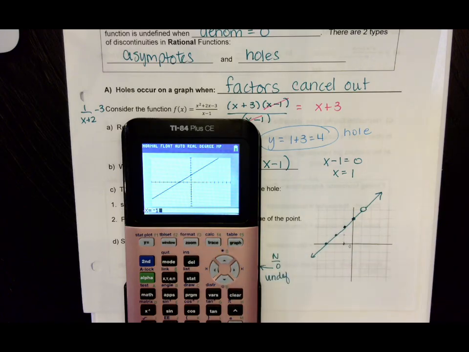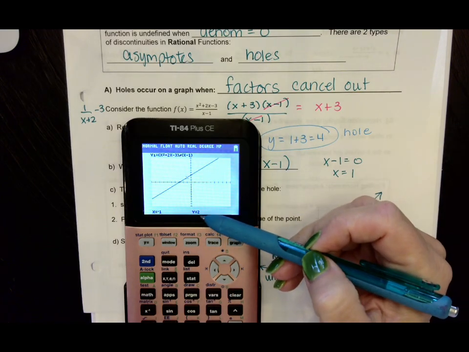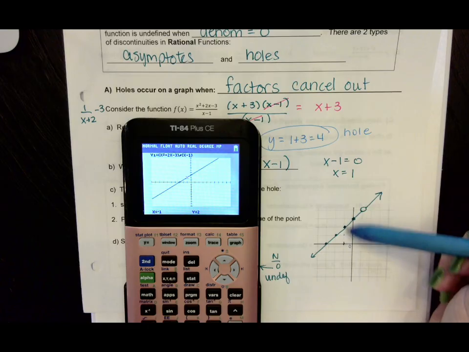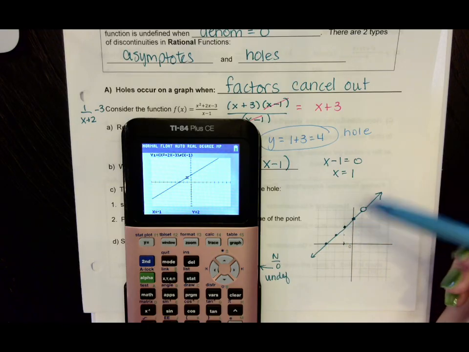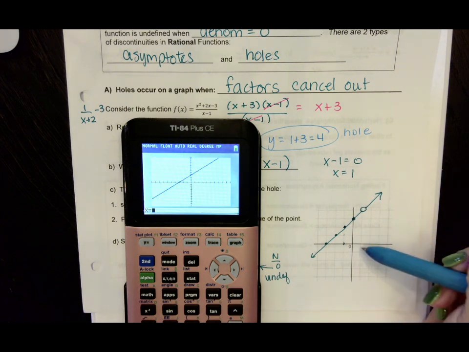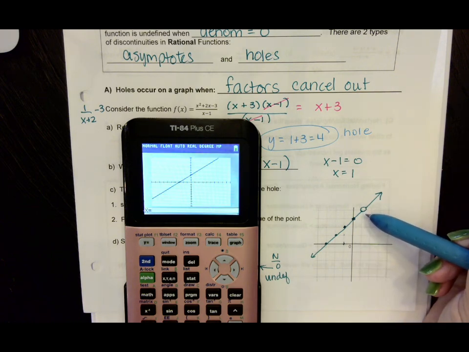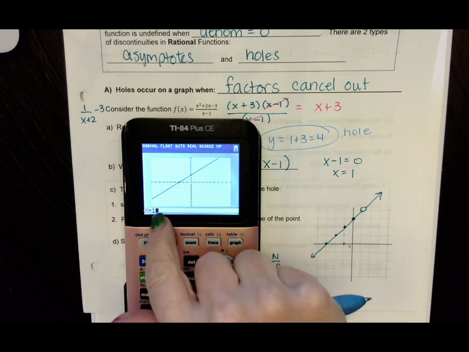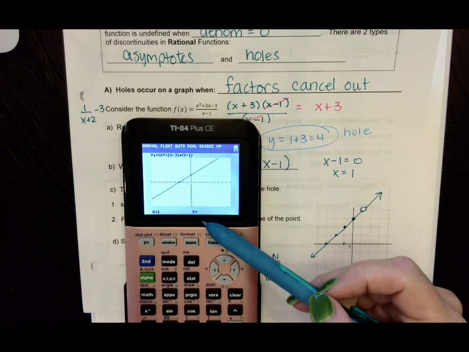So when x equals negative 1, this tells me y equals 2. Well, we see that on the graph. It works, okay? But now watch what happens. When I do second trace and I want to find the value at 1, remember, value at 1 is where my hole is. So when x equals 1, look what happens.